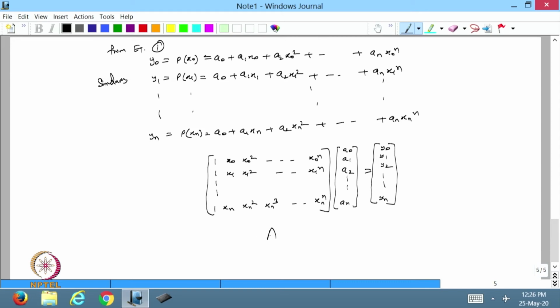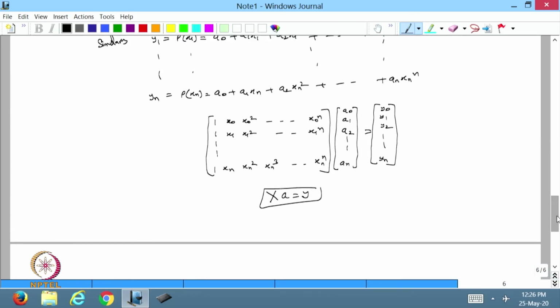So this is my system of equations in the form of A x = y, but because this matrix involves x, I should write it as X a = y. This is the system of equations. Now this matrix, whatever matrix we are getting, has a special name, and this is called the Vandermonde matrix.